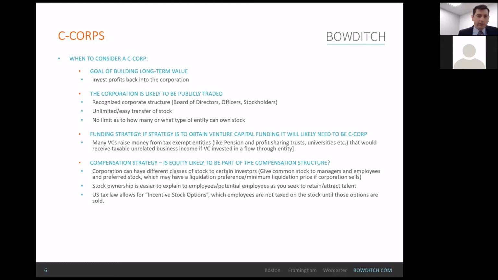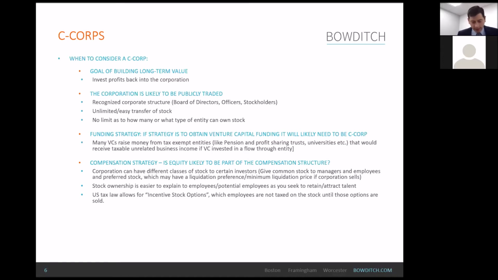So corporations can have different classes of stock, which is helpful because you can give common stock to your managers or to your employees, and preferred stock to your big money investors. So it allows you to differentiate between the two, but still reward the employees who you're going to need to help build your company, while enticing investors to provide the necessary funds again to help grow your business.